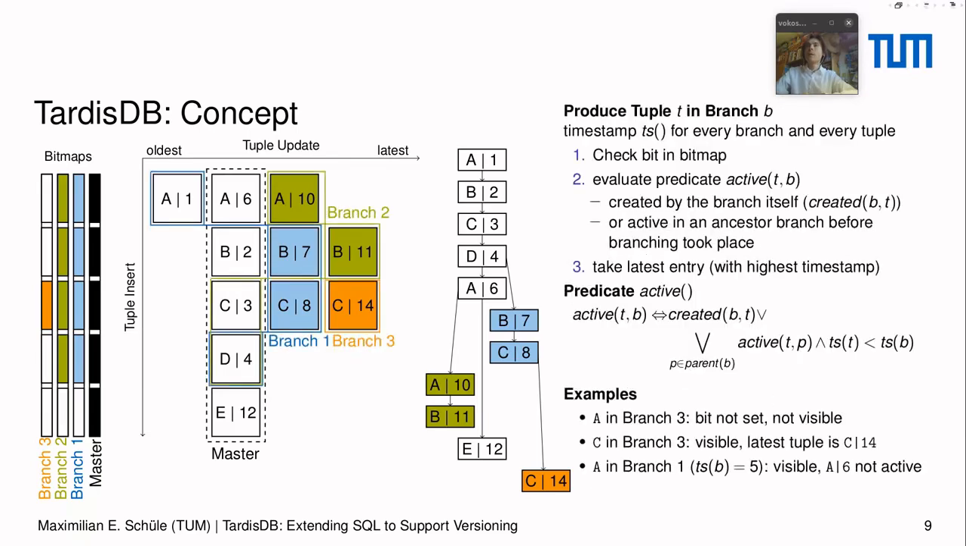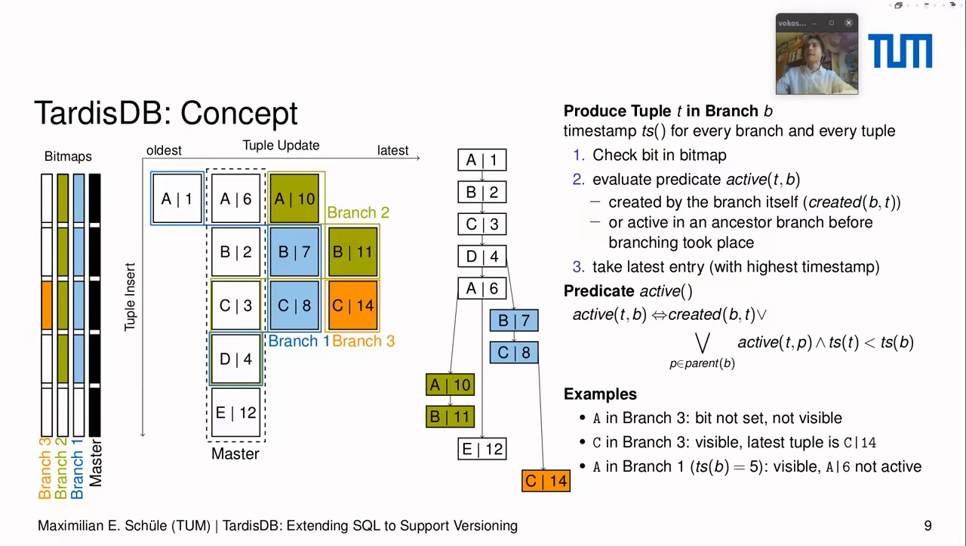If we want to retrieve a tuple, it works as follows. Timestamp TS for every branch and every tuple indicates whether a tuple is included or not. At first, we have to check the bit in a bitmap here on the left. If the bit is set, we can evaluate the predicate active.